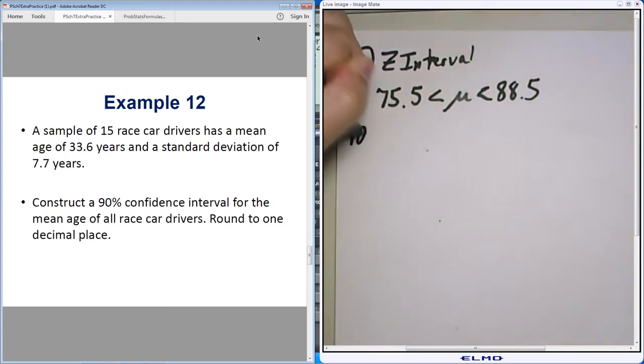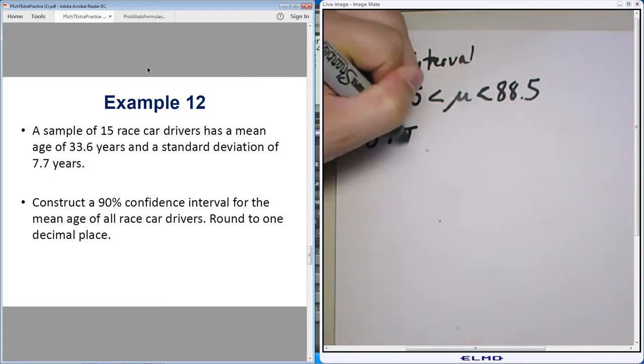Number 12. 12 says a sample of 15 race car drivers has a mean age of 33.6 years and a standard deviation of 7.7 years. Make a 90% confidence interval for the mean age of all race car drivers and round to 1 place. Again, this is for a mean, so it'll either be a z or a t interval. The standard deviation is 7.7, but is that for the population or a sample? Yeah, the way this reads, the sample has this standard deviation. So number 12 is going to be a t interval.